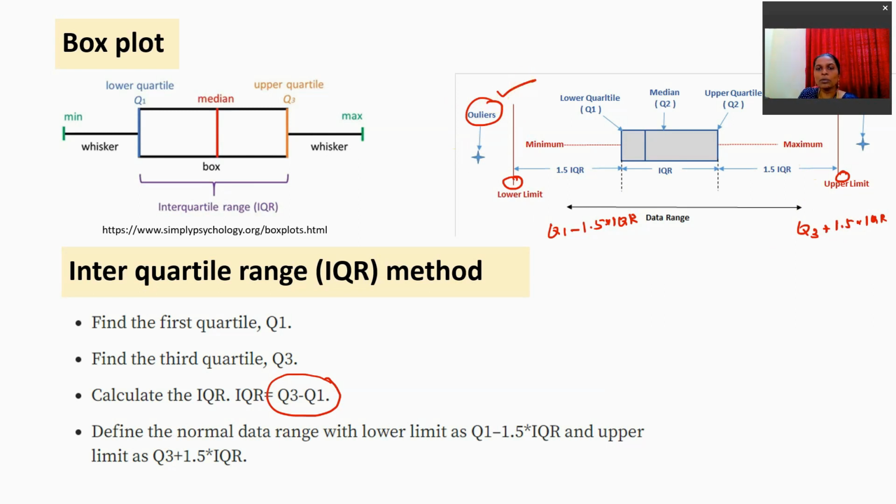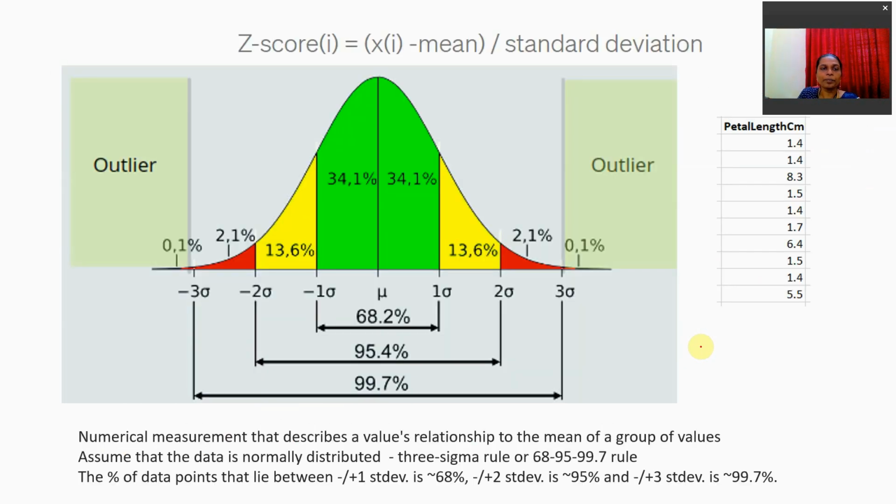So if a particular column is given, you are expected to calculate the Q1 value, the Q3 value, and the IQR, and then check whether all your values lie between the lower limit and the upper limit. Based on that, you identify which data points are normal data points and which are outlier data points.